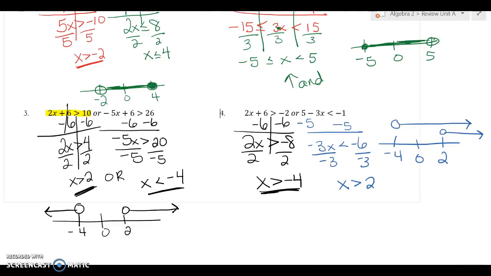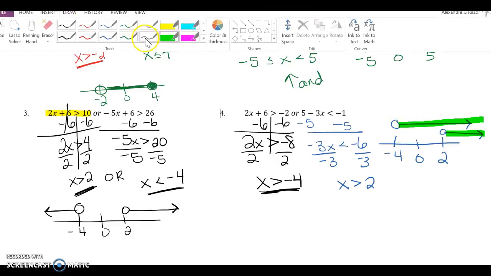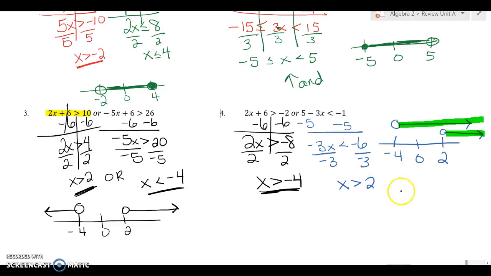Whenever your inequalities go the same way for this type of problem, your answer is where they are. And I see arrows all going to the right, but if you notice, they start at negative 4. So my final answer for this, if I were to graph it, would be negative 4, open circle going to the right, because that includes this arrow there.